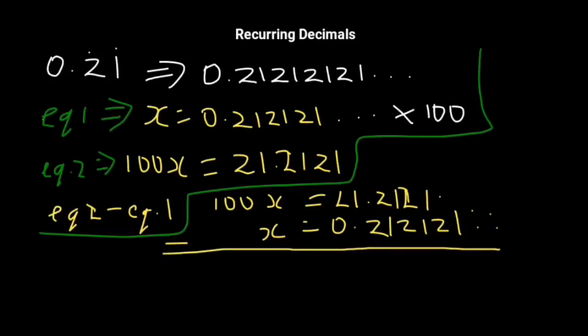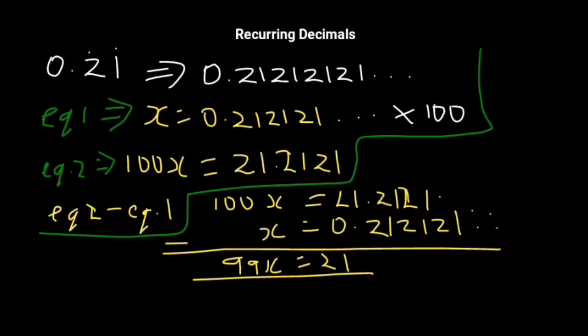Subtracting this now, we have x from 100x, which leaves us with 99x. And then we have 0.212121 being subtracted from 21.2121, and that would leave us with 21. So this is our new equation that we need to solve for x. So we have 99x is equal to 21.